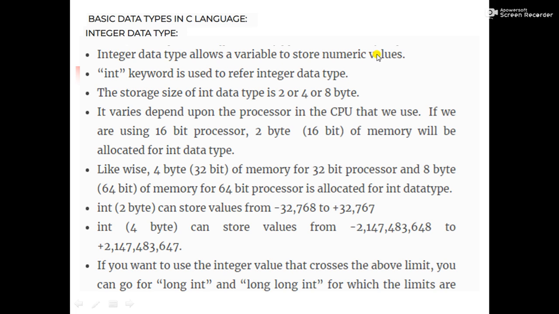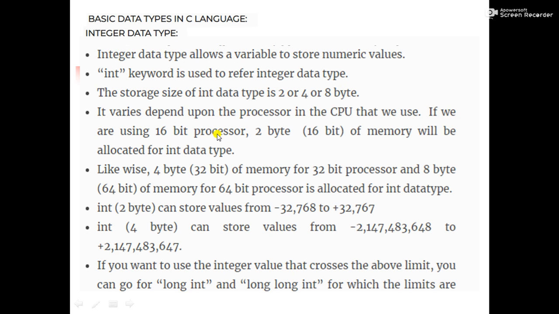As we know, for writing a program we have to declare a variable. The basic function of that variable is to store values. So if you want to store numeric values, we use the integer data type, and the keyword used for declaring it is int. The size of the int data type is 2, 4 or 8 bytes, depending on the type of variable. It depends upon the processor in the CPU that we use.